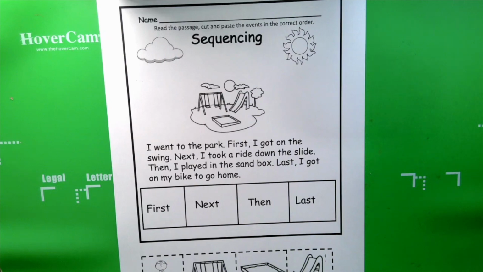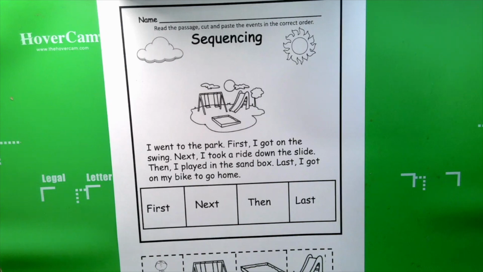Okay, boys and girls, let's get started. Today we are going to read a story, then put the events in order as they happened in the story. It's called sequencing or sequential order.